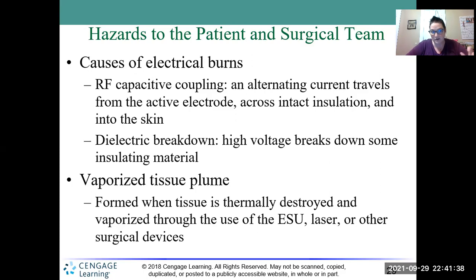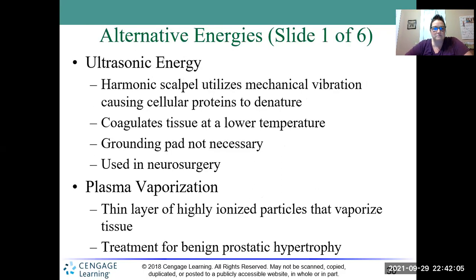And then as we've talked about again, we've got the tissue plume. That tissue, like it says here, is thermally destroyed by the heat and then vaporized. And so that vaporized tissue could be a hazard to both the staff and the patient. So that's what we were talking about with those exhaust devices.